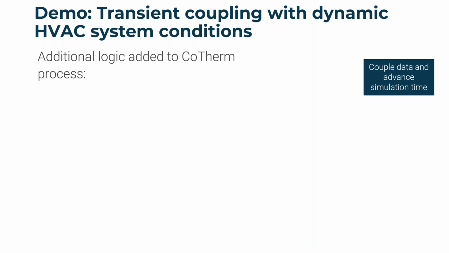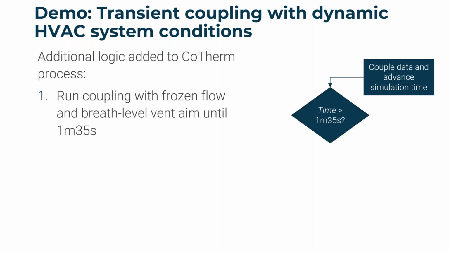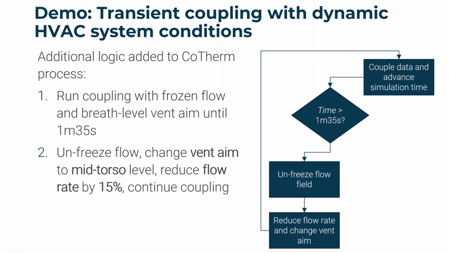What we want to do is start from the process we just had, which was set up to do co-simulation and then march forward in time, and then add some additional logic to that. So we're going to couple just as we were before for the first minute and 35 seconds, because that's about how long it took for the human to start to be overcooled on some of these segments.